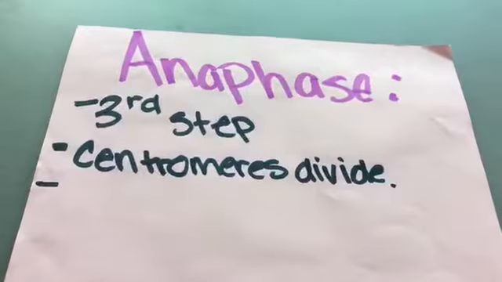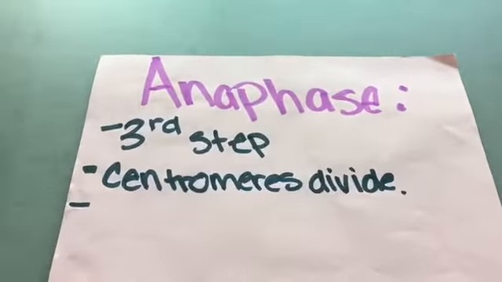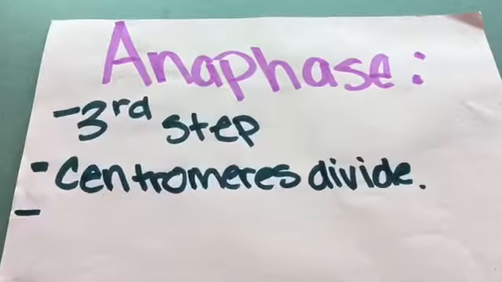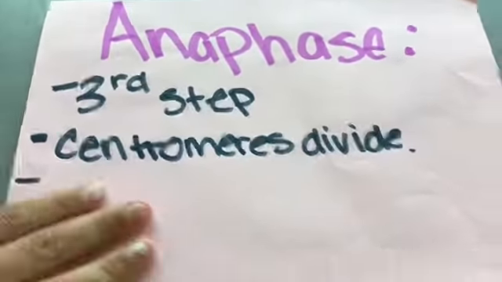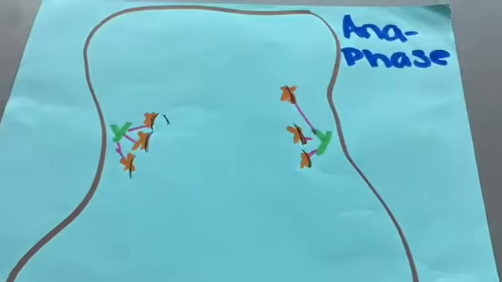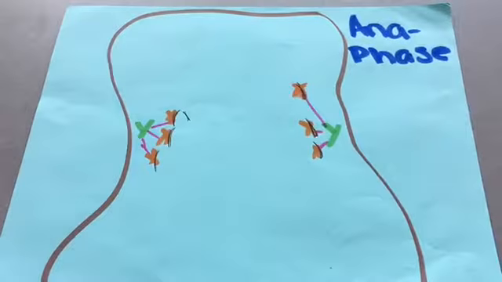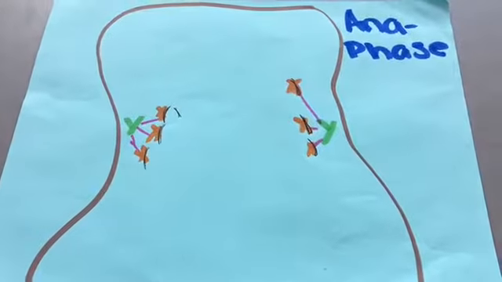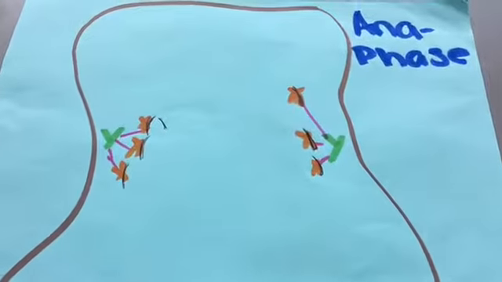This is the anaphase. It is the third step, when the centromeres divide. This is what happens in the mitosis cycle. In the anaphase, the spindle fibers pull the chromatids and move them towards the centrioles.